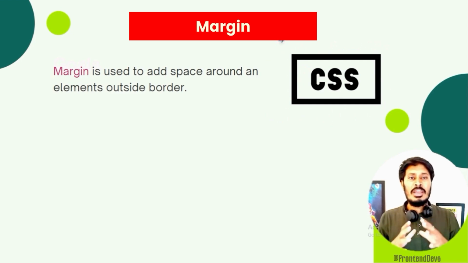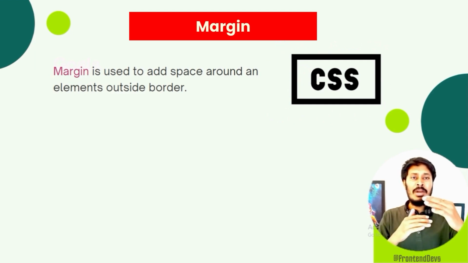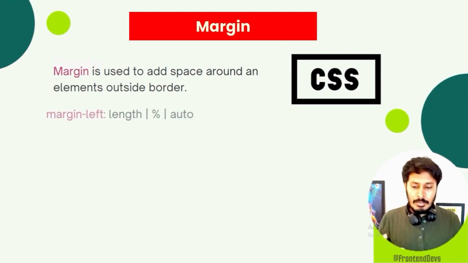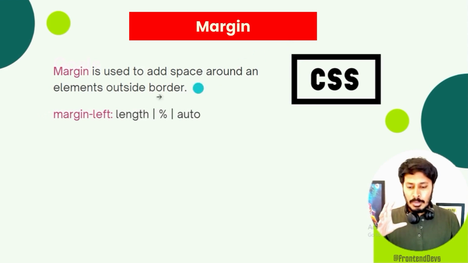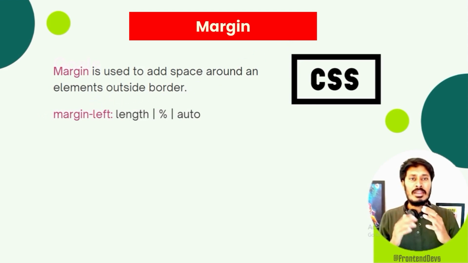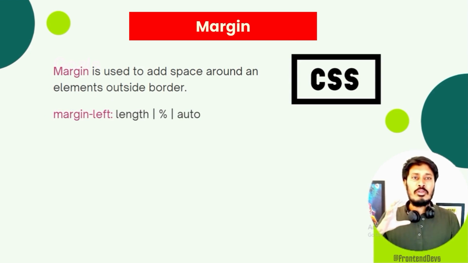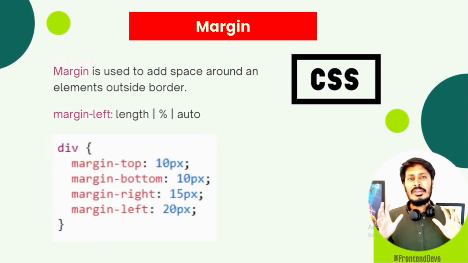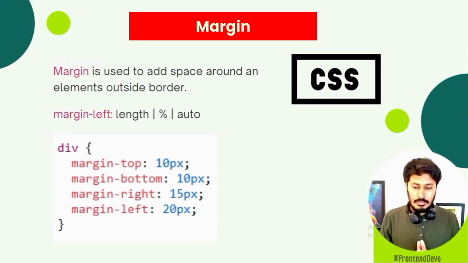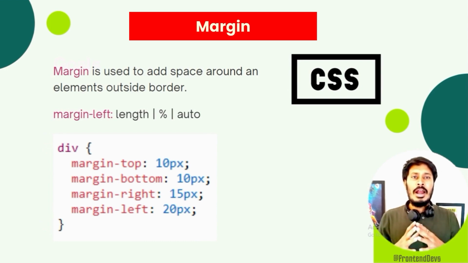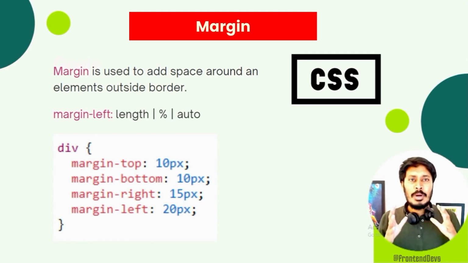The margin is very useful when we have multiple elements and we need to give space between them. In the same way as padding, we have different properties for margin. We have margin left, top, bottom, and right. And we can also have the shorthand property, same as padding. Now let's move to VS Code and understand them with the help of an example.